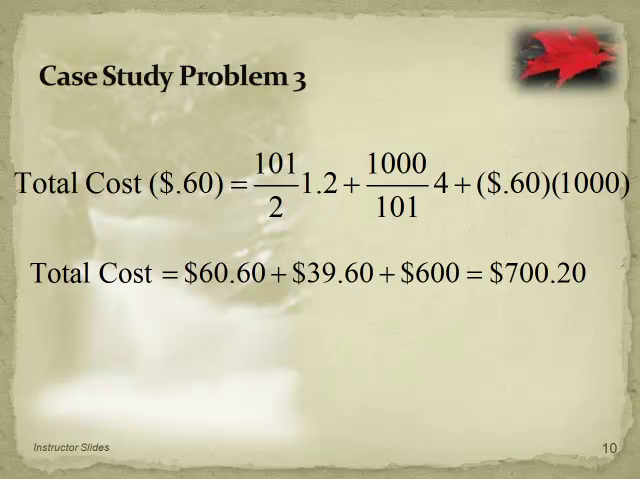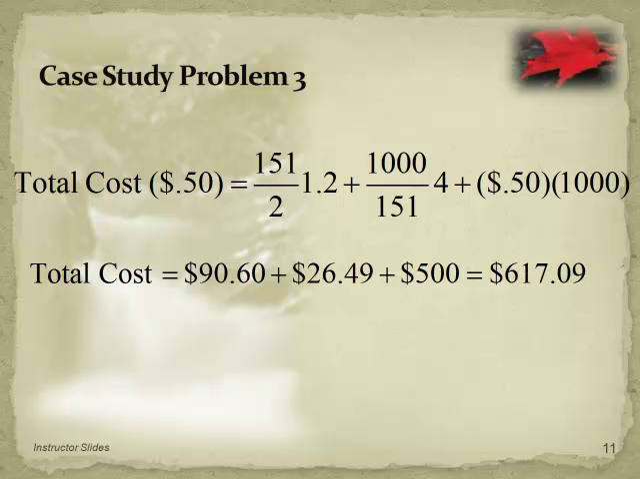For this price point, the minimum quantity would be 101 pounds. So we're going to insert that for the variable Q. We will add at the end the 60 cents per pound. And the calculation here is $700.20. Again, we see that the ordering cost and the carrying cost are not equal to each other, again, because 101 pounds is not the economic order quantity.